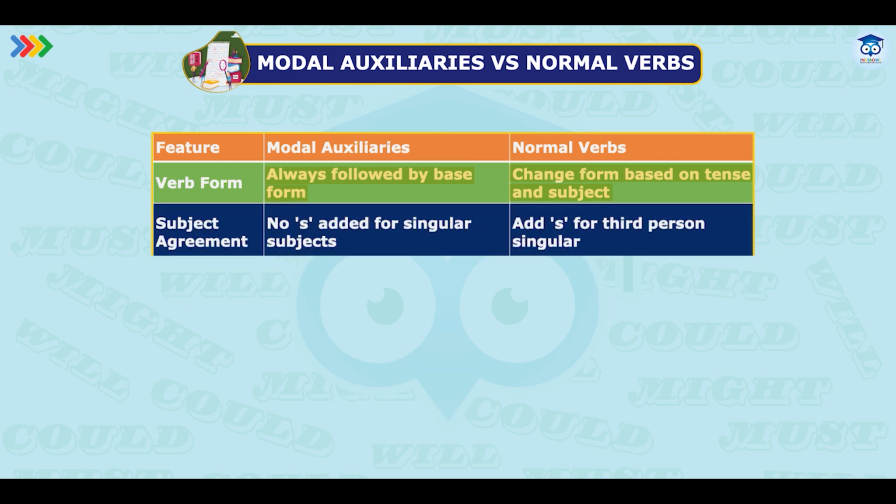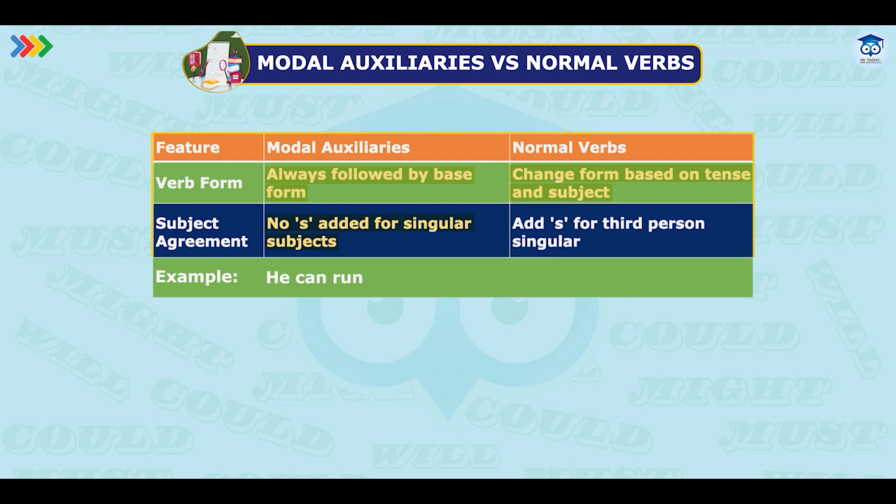When it comes to subject-verb agreement, here's another difference. Modals do not add s for singular subjects. So, do we say he cans run? No, we say he can run. Notice that can is the auxiliary and run is the verb in its base form. But with normal verbs, this change is required. Normal verbs do add s for third person singular. You say, he sings, she plays. That little s makes a big difference because the verb agrees with the subject.